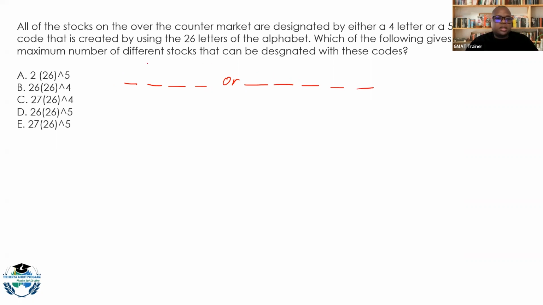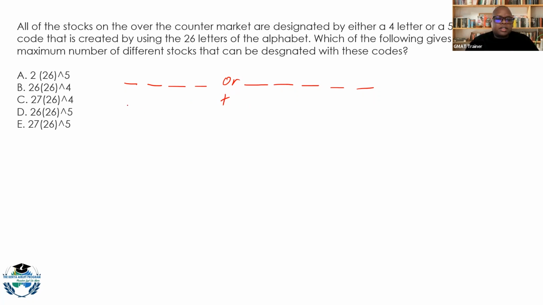So to find the maximum number of different stocks that can be designated with the codes, you have to take into consideration both the 4-letter and the 5-letter kinds of stocks. So here we have either 4 or 5. In logic operations, when you see OR, we add them. When you see AND, that means you multiply them. That's what this logical operation means in this case.